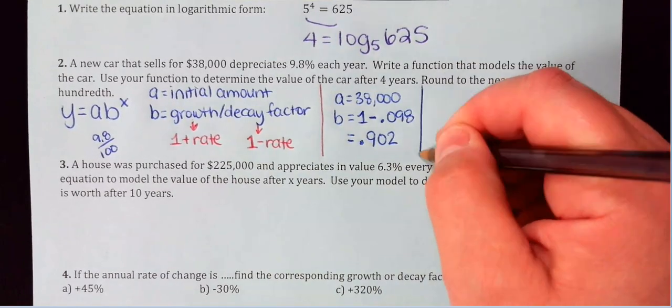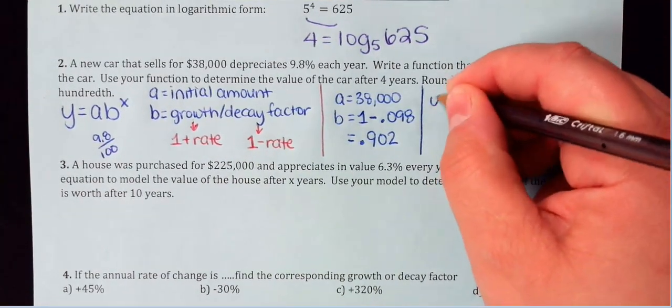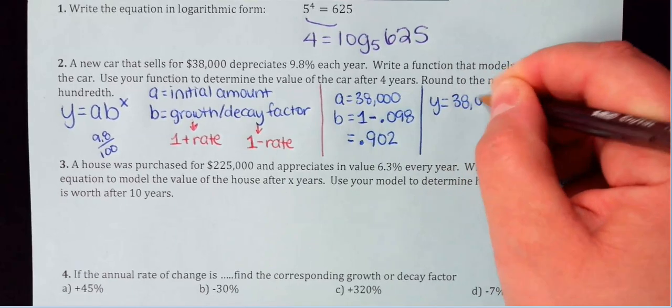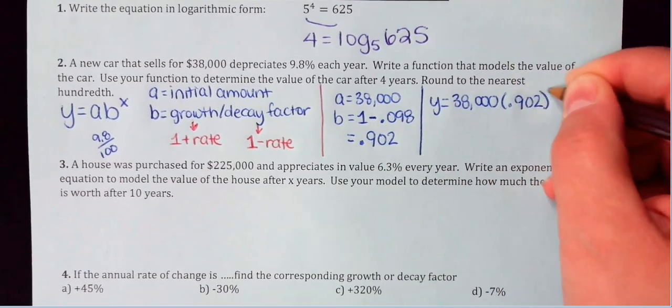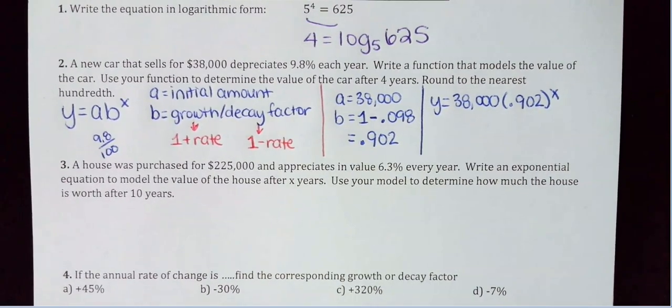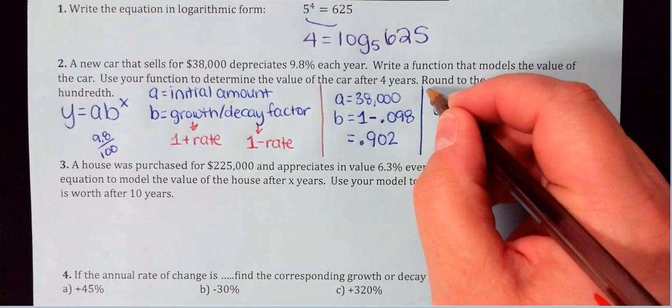So a general model for this would be Y equals 38,000 times 0.902 to the X. We would absolutely not simplify that in any way, because you can't multiply the 38,000 times the 0.902, because in our order of operations, we'd have to perform the exponent first. So you don't put those 2 numbers together. That's something people will do on accident. They're just 2 separate things. Only the 0.902 is being taken to the power. So this would be my model.